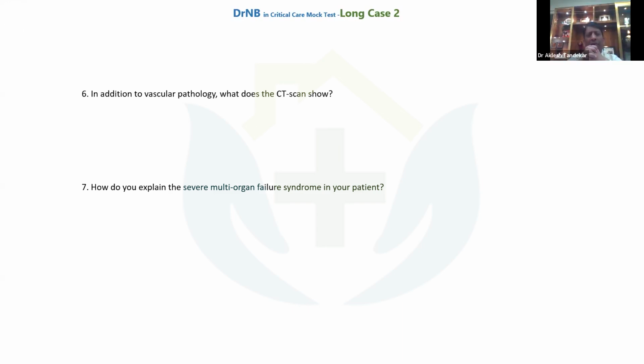Okay. So how do you explain severe multi-organ failure syndrome in this patient? It is because of ischemia of organs, because of hypoperfusion of the organs at the level of the brain, at the level of the heart as well, coronaries, at the level of the kidneys and abdominal aorta. I would expect ischemia because of the dissection of both ascending and descending aorta. There is ischemia happening to the organs at different levels.